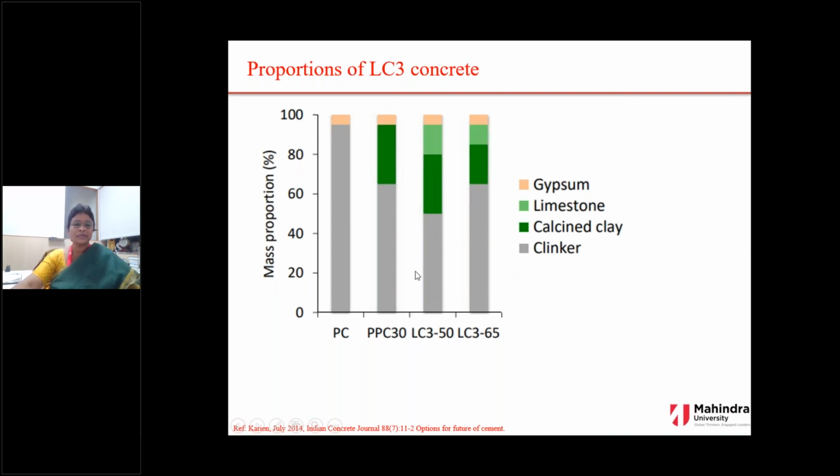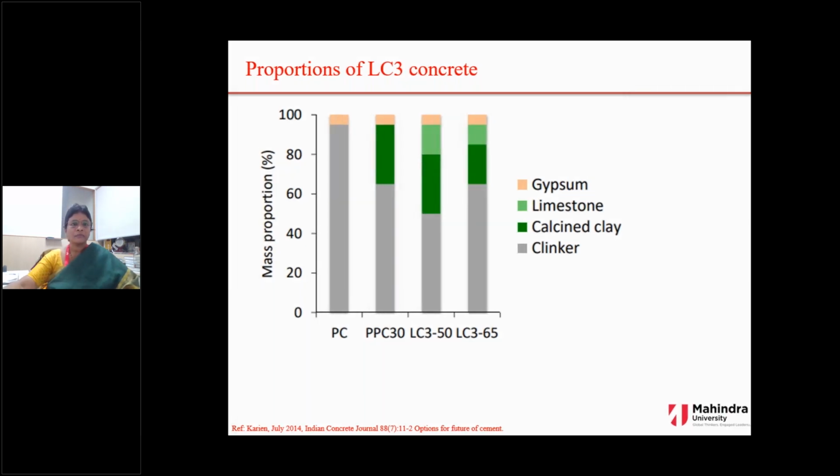The last two bars are the LC3 system, where we have a 50% reduction in clinker, adding 35% calcined clay and 15% limestone, or else a reduction of 65% of the clinker. So we can have high replacements of calcined clays and limestone with respect to clinker in this LC3 technology.